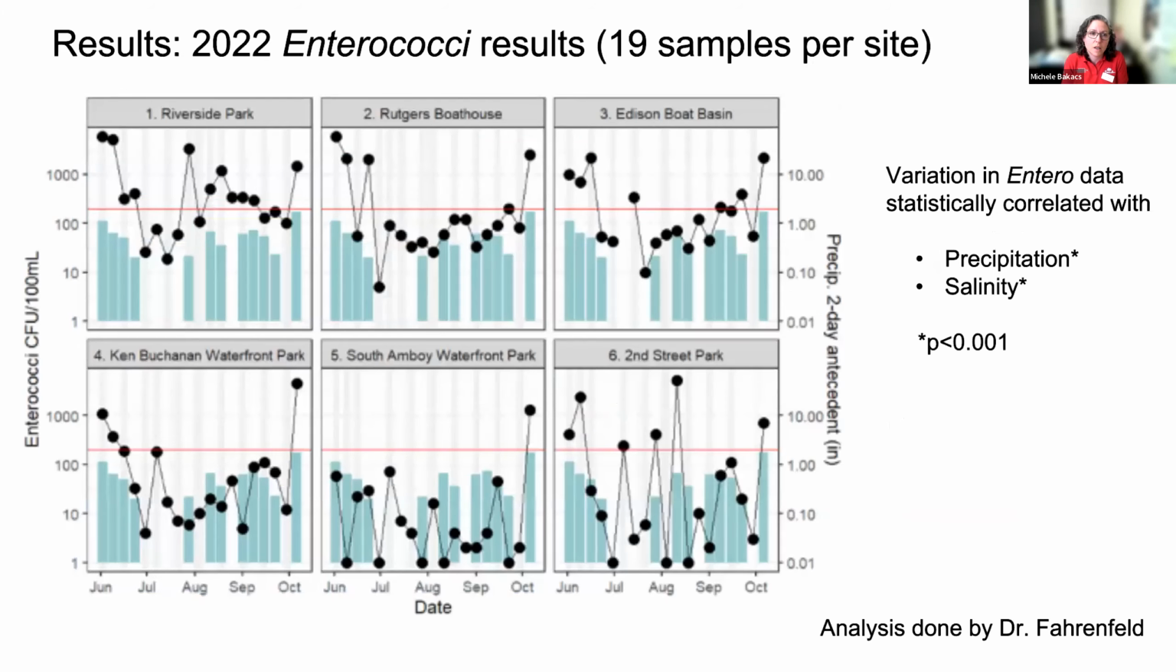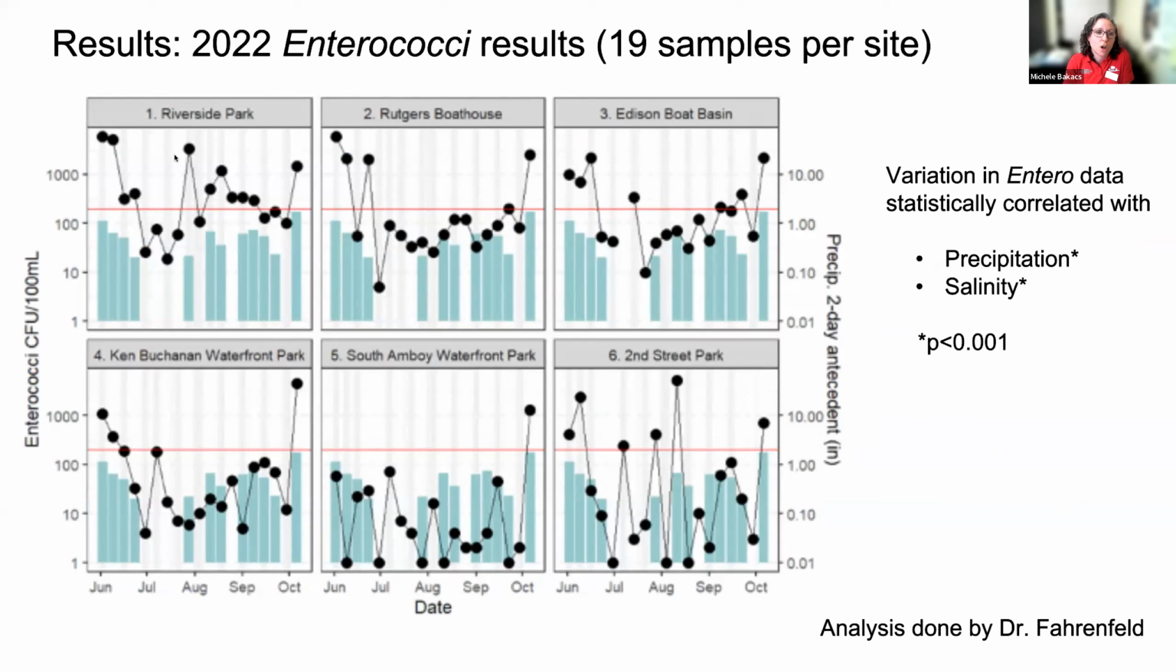All right, so this slide here is just our 2022 results. Okay, I know it's a little bit different. We're throwing a lot of data at you, but that's what today is about, sharing the data with the public. So this is just our 2022 results for Enterococci. And this analysis was done by Dr. Nicole Fahrenfeld, who is a researcher at Rutgers with the School of Engineering.